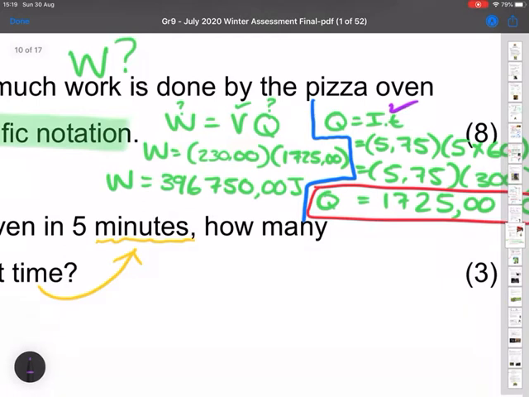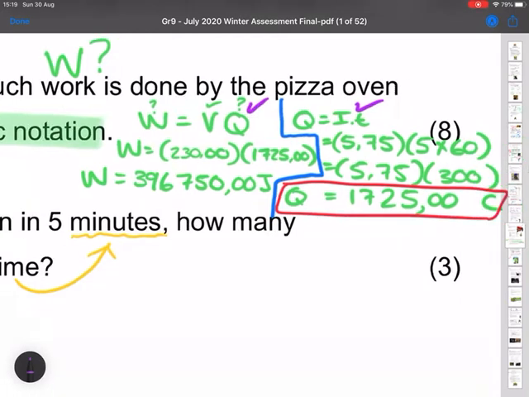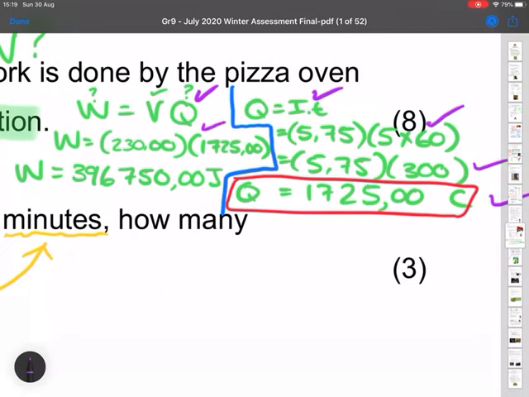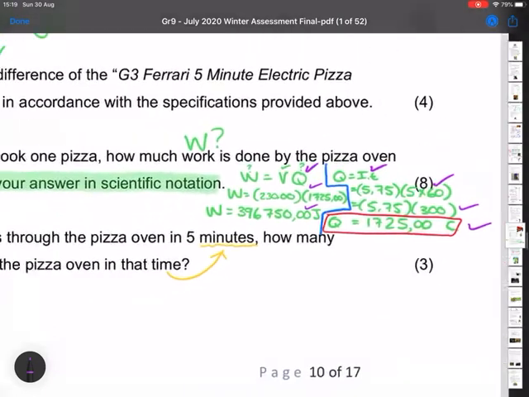A mark for each of your formulas. A mark for converting this 5 minutes into 300 seconds. Mark for your substitution, mark for your answer with a unit, mark for your substitution, and a mark for the total work done, 2 decimal places with units.